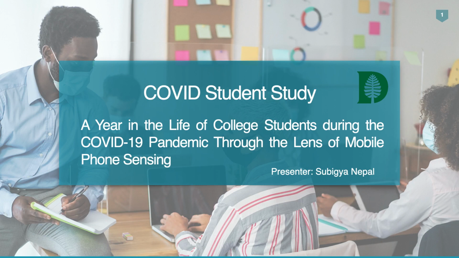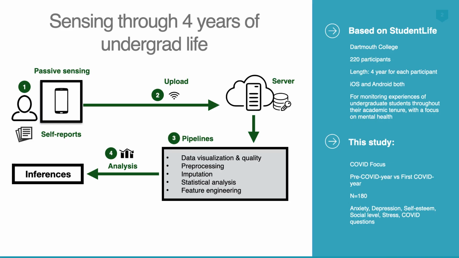Today I'm going to introduce our work on the COVID student study. In this work, we compare and contrast behavior of students pre-COVID and during COVID using mobile phone sensing. This work is from a collaboration among computer scientists and behavioral psychologists from Dartmouth College. The work we're presenting today is based on an extension of our previous StudentLife study.